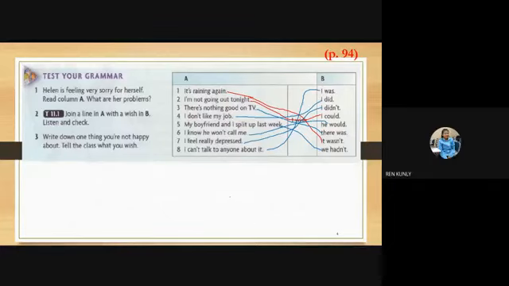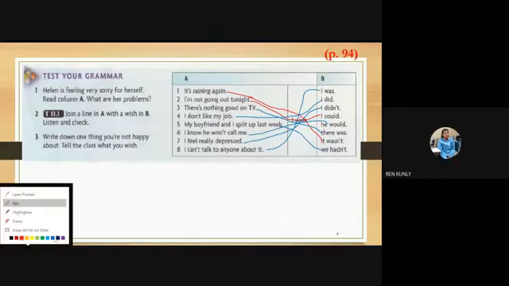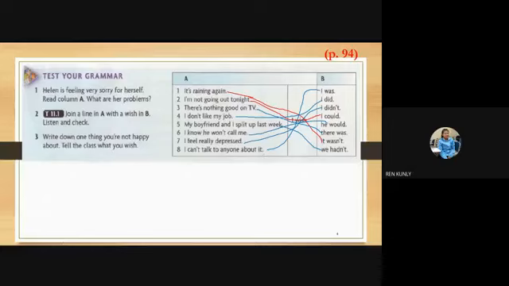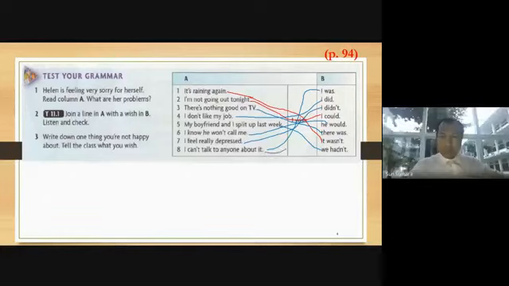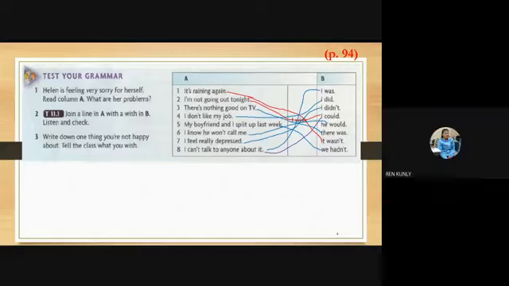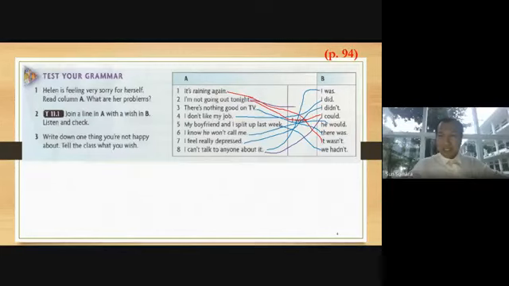The last one I changed to I wish I could. Okay, the last one, I wish I could. And number 2, I changed, I'm not going out tonight. I wish I did. Okay, so this one you just change it to I wish I could. And number 2, I wish I did. You should change again.